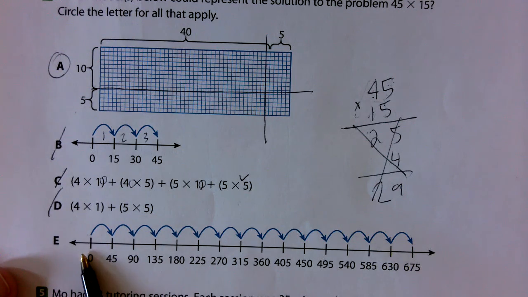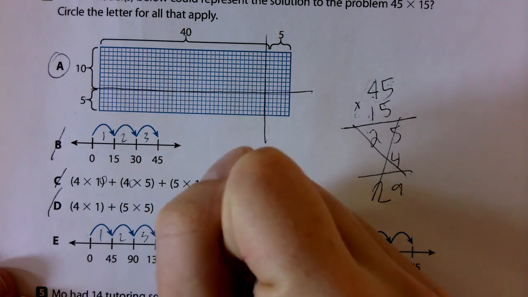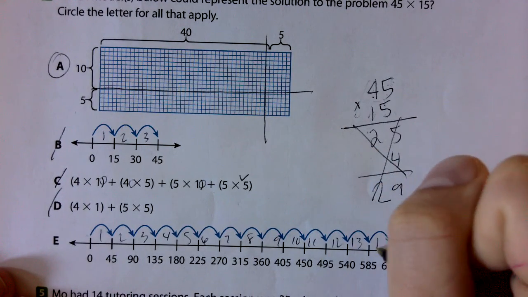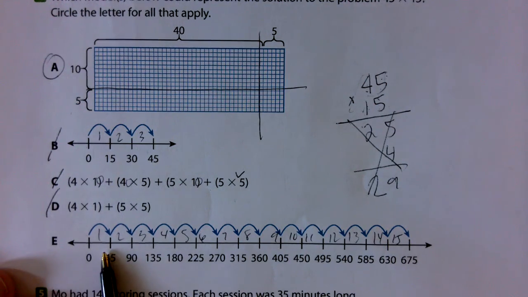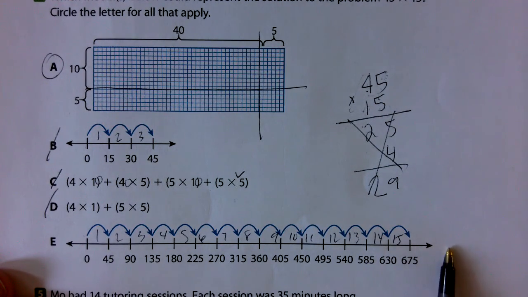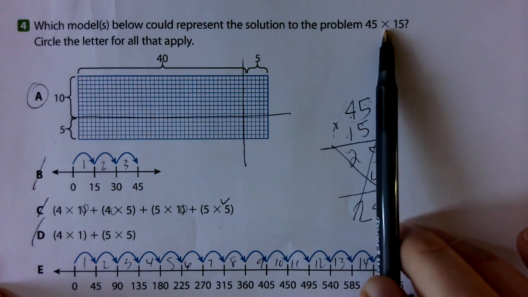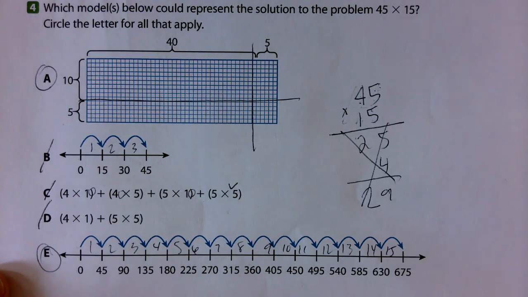If I have 0 and I go up to 45 plus 45, and that looks like it's another 45. So let's count: 1, 2, 3, 4, 5, 6, 7, 8, 9, 10, 11, 12, 13, 14, 15. Is that showing me that I have 45 15 times? Absolutely. Does that show 45 15 times? Yep. So I would definitely circle that.